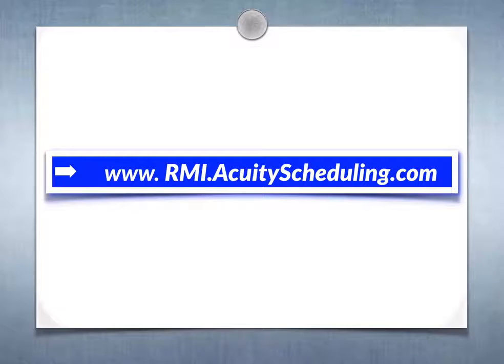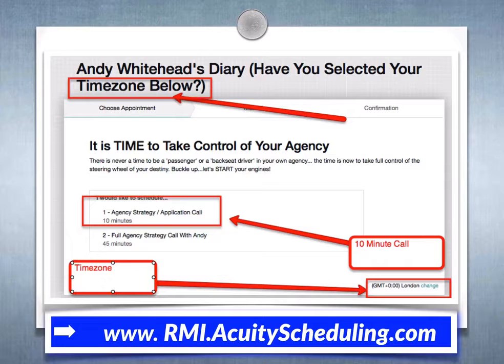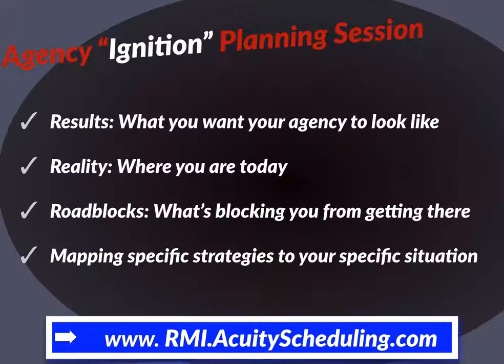So if after the call I think there are strategies that can be applied, my assistant will reach out to you and she'll schedule a 45-minute strategy call. That will be at no cost. The 10-minute call will be at no cost. But I say I don't want to waste your time and I don't want you to waste my time. So if you go to rmi.acuityscheduling.com, there's a quick set of questions there for you. Number 1, make sure you choose the right time zone for you. Number 2, select the first option. And number 3, select your time. We'll jump on that 10-minute call.